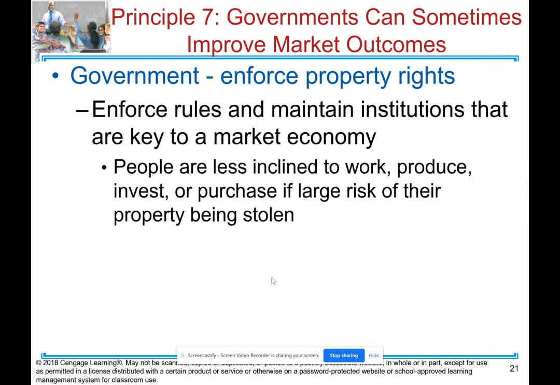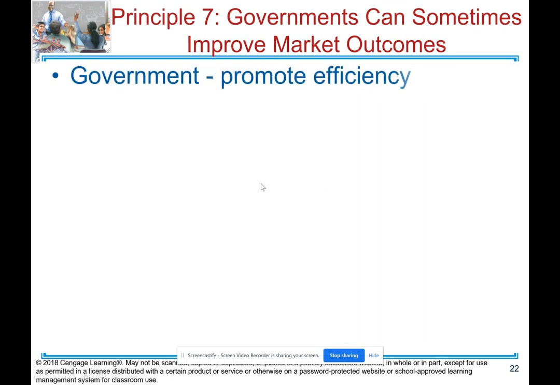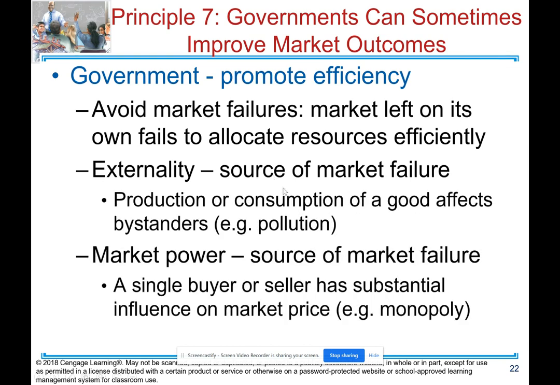Principle number 7, governments can sometimes improve market outcomes. Government enforces property rights, that is, enforces rules and maintains institutions that are key to a market economy. People are less inclined to work, produce, invest, or purchase if there is a large risk of their property being stolen. So the government provides a level playing ground with the rule of law. Governments promote efficiency.